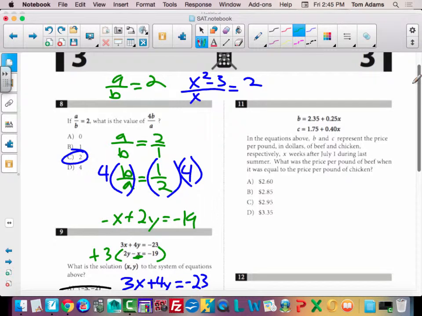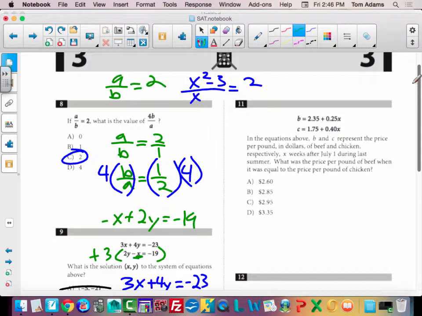All right, so we got two equations, and the equations above B and C represent the price per pound in dollars of beef and chicken, respectively, x weeks after July 1st during last summer. Okay, so this is modeled based on results from last summer. What is the price per pound of beef when it is equal to the price per pound of chicken?